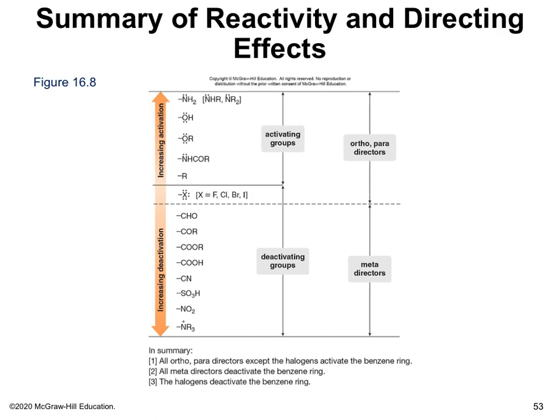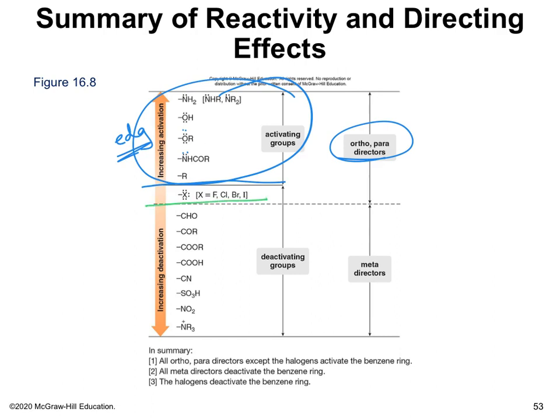This is a nice slide that just shows you overall that these are going to be activating. They're going to go faster than benzene. They all have kind of a lone pair. They're electron donating groups, and they're also going to be ortho-para directors. Notice that the halogens, even though they're not activating, so they're going to be slower than benzene, but they all are ortho-para directors.